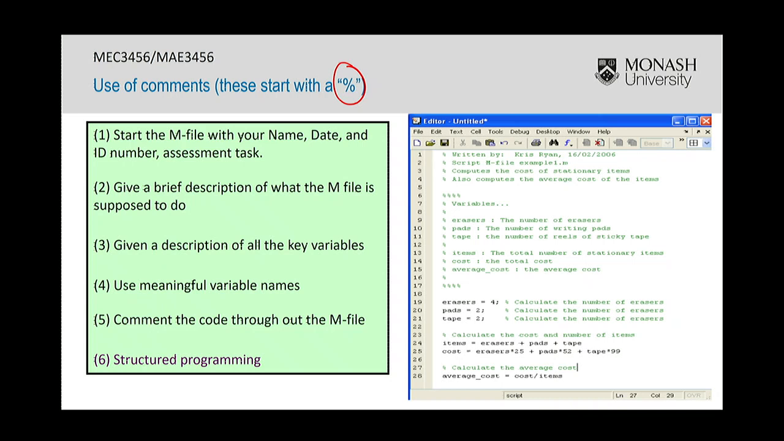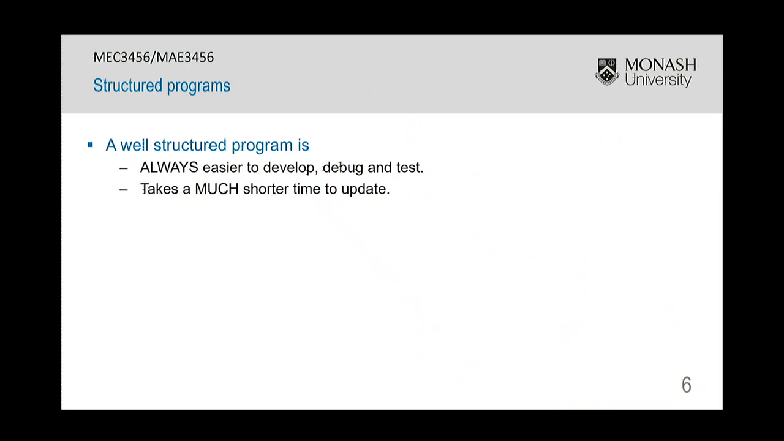Comment the code throughout the M file so that you're telling yourself, when you come back to look at this a little bit later, what you're trying to do. And structure the code so it's simple and readable. So structured programs are always easier to develop, debug and test, and take a much shorter time to update. And in this unit, what I'm hoping to do is get you to use previous bits of your code in future laboratories. So if you've done this well, it'll be much easier for you to use them in the future.